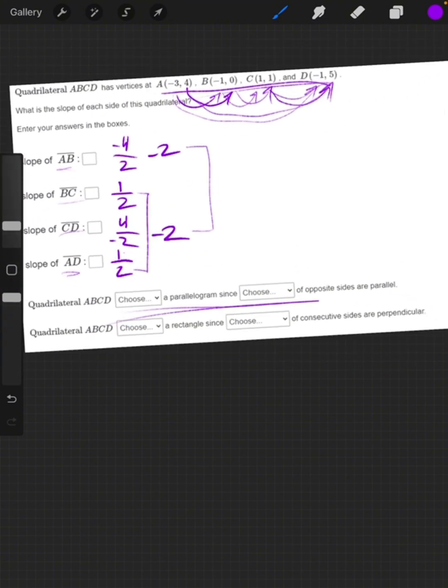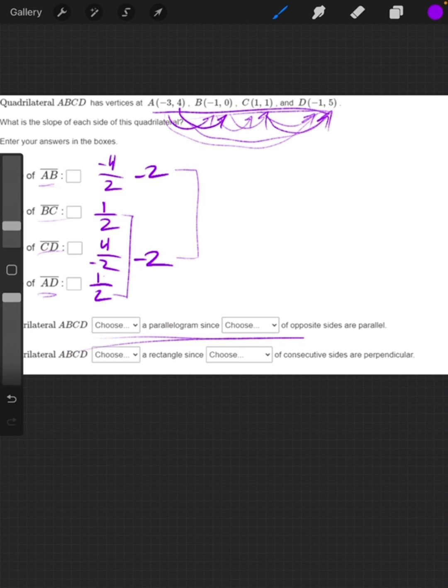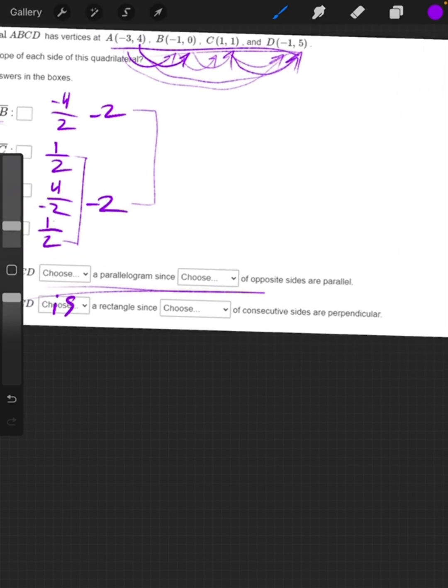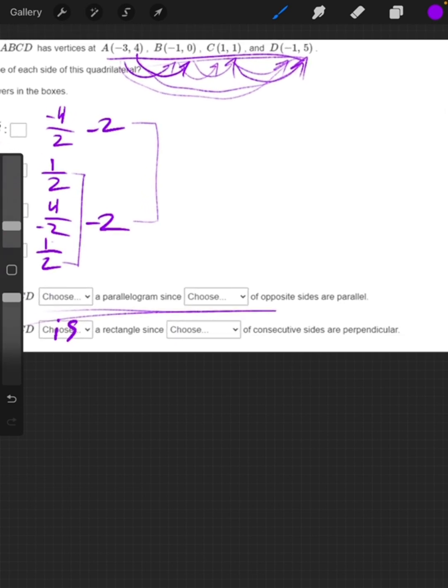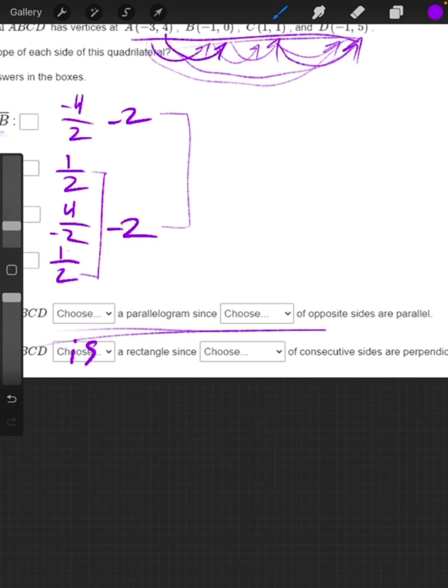Quadrilateral ABCD is a rectangle. There we go. I figured out what this means. It is a rectangle since blank of consecutive sides are perpendicular. Wait. For it to be perpendicular, it has to be negative reciprocals. But they're not negative reciprocals. They're just the same thing.